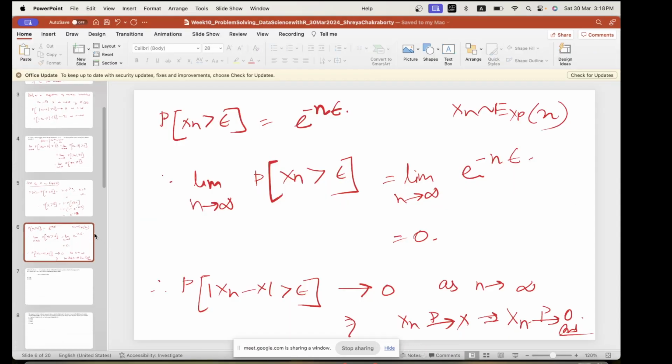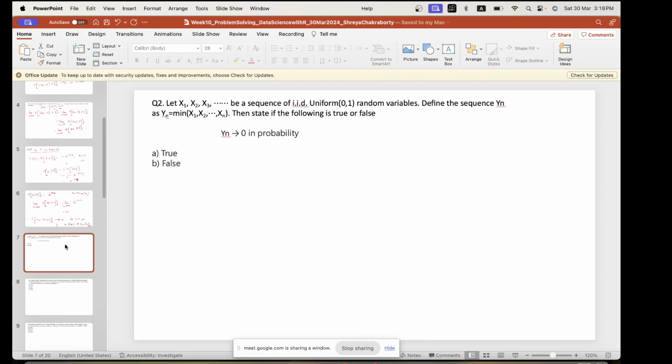Alright, so moving on. Here the question is, let x1, x2, ..., xn be a sequence of IID uniform (0, 1) random variables. Now we are defining another sequence Yn, which is the minimum of these n random variables. Then we have to state if the following is true or false: Yn converges to 0 in probability. Alright, so how do we do this?